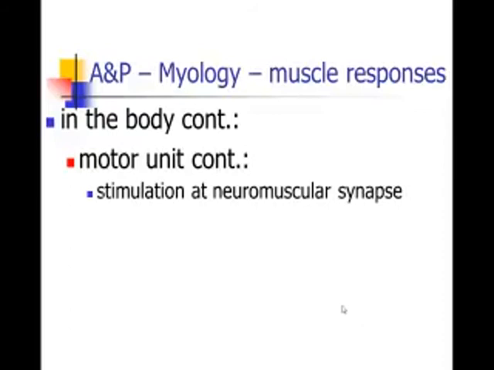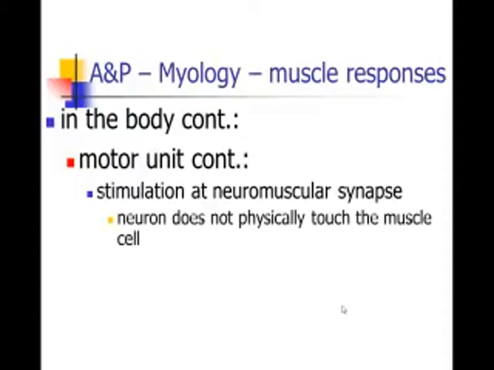The stimulation of the muscle cell occurs at the synapse between the neuron and the muscle cell itself. And there's a cup-shaped depression in the muscle cell that the axon terminal fits into. The neuron doesn't actually physically touch the muscle cell, and so then the obvious question is, well, if it doesn't touch, how does the action potential get conveyed from the neuron to the muscle cell? Pansy knows the answer. Right, neurotransmitters.